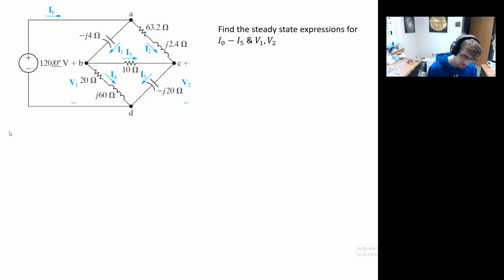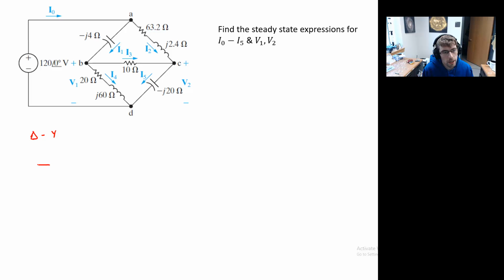And then maybe for kicks, we'll do it a second way, like node voltage, and I'll show you how to do this with a computer. So, okay, let's go ahead. First off, I said we have a delta to Y conversion, and I said I was going to do it on this bottom triangle.